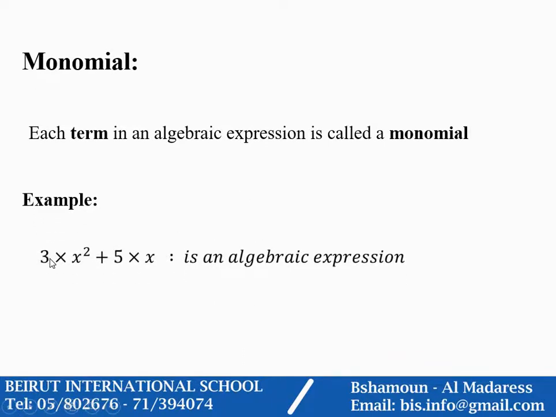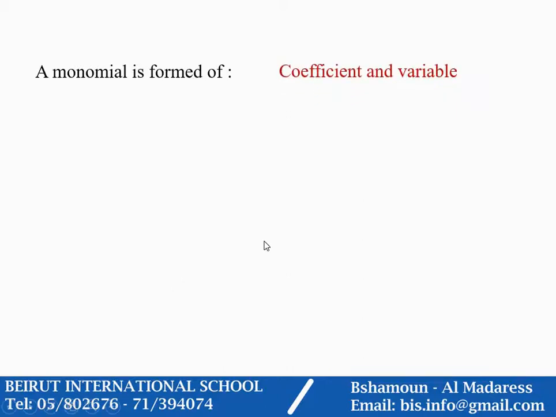Example, 3 times x squared plus 5 times x is an algebraic expression. 3 times x squared is a monomial because it's one term, and 5 times x is another term, so it's a monomial. So this algebraic expression is formed of 2 monomials, 3 times x squared and 5 times x. A monomial is formed of a coefficient and a variable. What is a coefficient? What is a variable? In this monomial, the coefficient is 2. So the coefficient is the number multiplied by the letter.